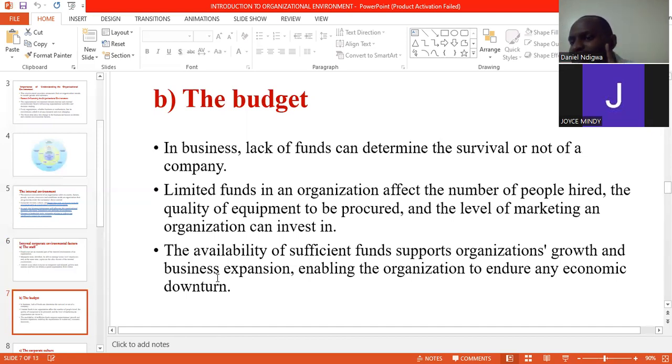Look at Tuskys, for example. They did not have funds to support their business operations. They did not have funds to pay their suppliers, to pay their employees. What finally happened to their organization? It went down.